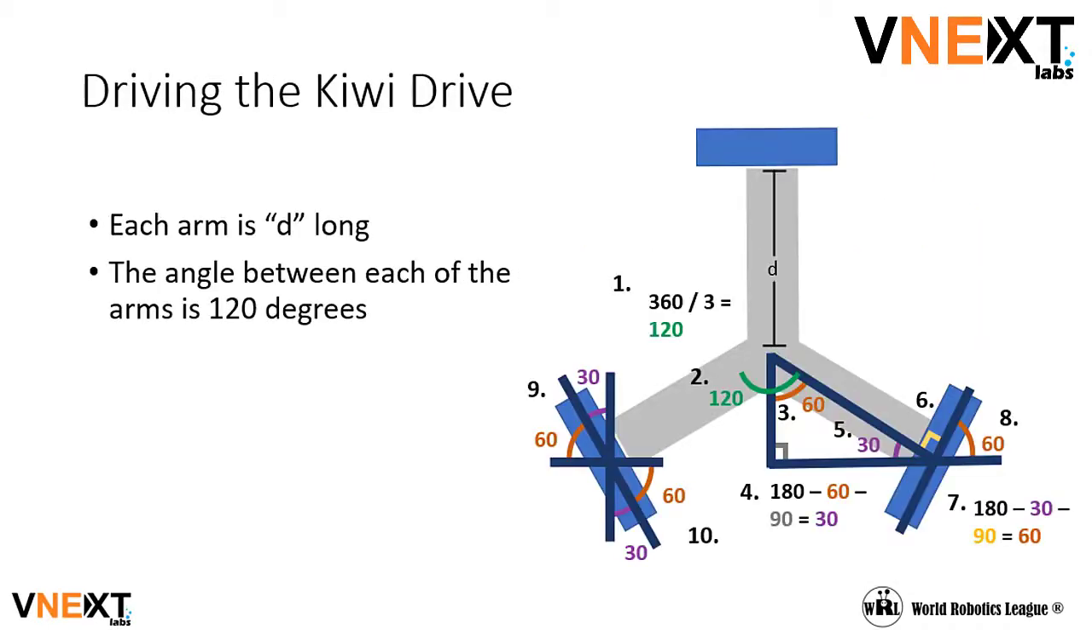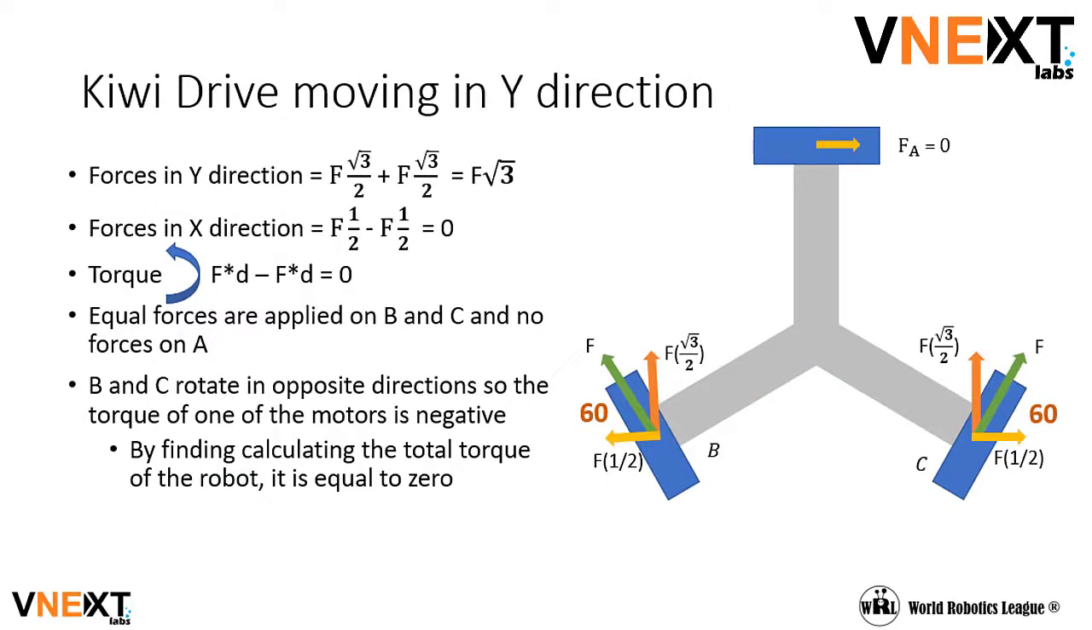This is a diagram of the Kiwi Drive that shows the angles of the wheels. I use the fact that the angle between each arm of the Kiwi Drive is 120 degrees to then calculate all of the angles. A note is that we are defining the length of each arm as d. We want our Kiwi Drive to move in the y direction. I have named the top wheel A, the left wheel B, and the right wheel C. We are first going to set the force of wheel A to the value of 0.